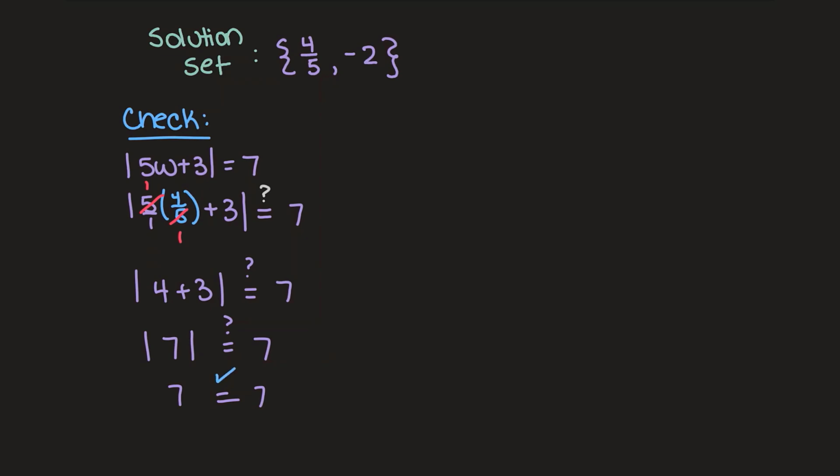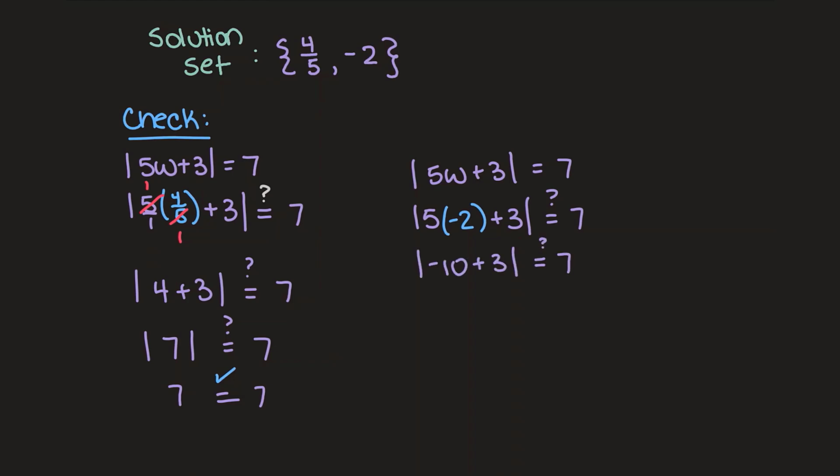Therefore, 4/5 is definitely a solution. Now we'll check our other solution. We substitute -2 into our equation for w this time. So simplifying, we get the absolute value of -10 plus 3 on the left. This gives us the absolute value of -7. And then taking the absolute value of -7, we have 7 equals 7, which is also a true statement.